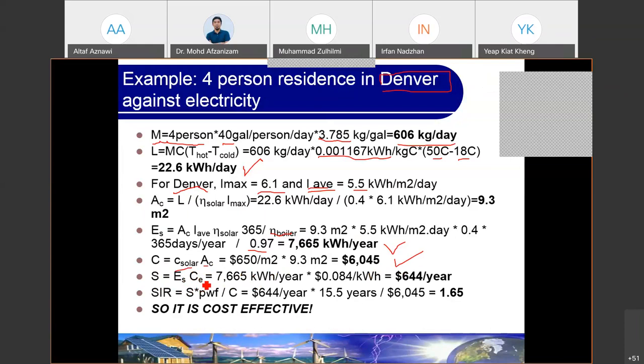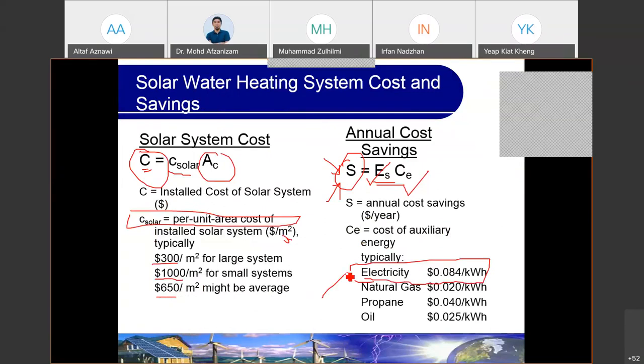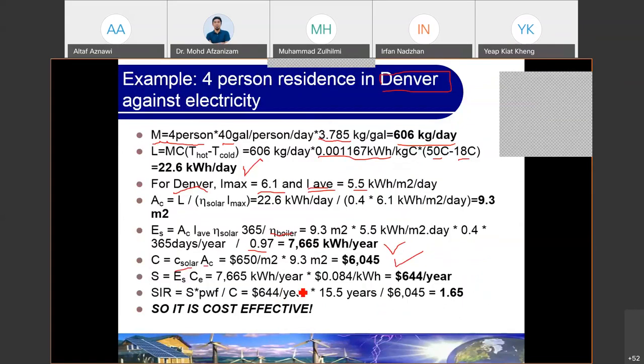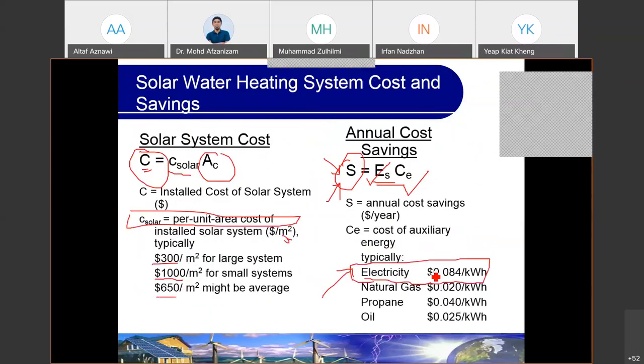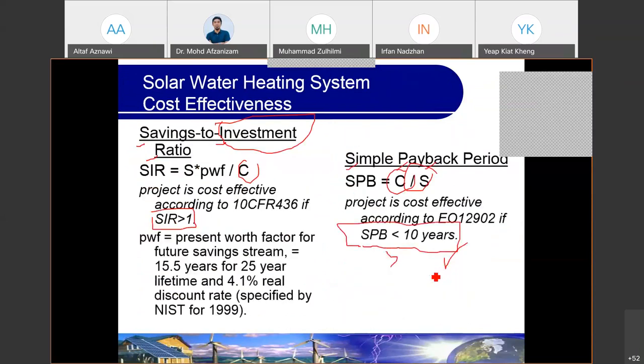Using the electricity rate of 0.084, you can get 644 per year. Then what is the annual cost saving? Just now E is the annual energy saving, so this one is the annual cost saving.